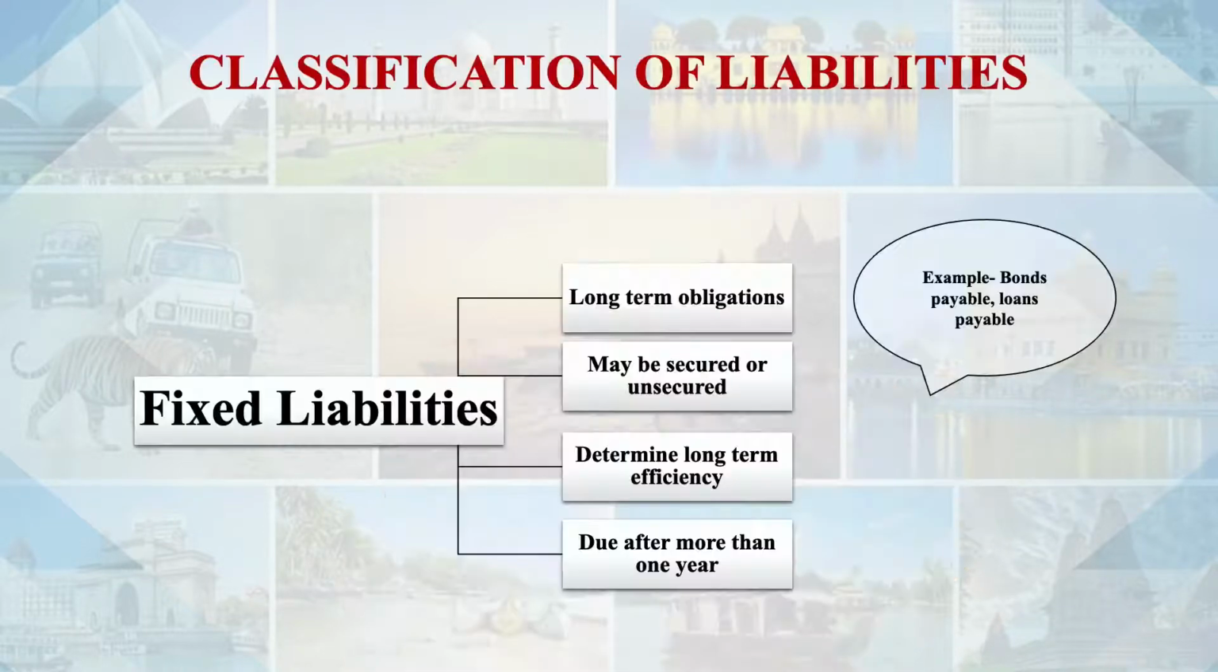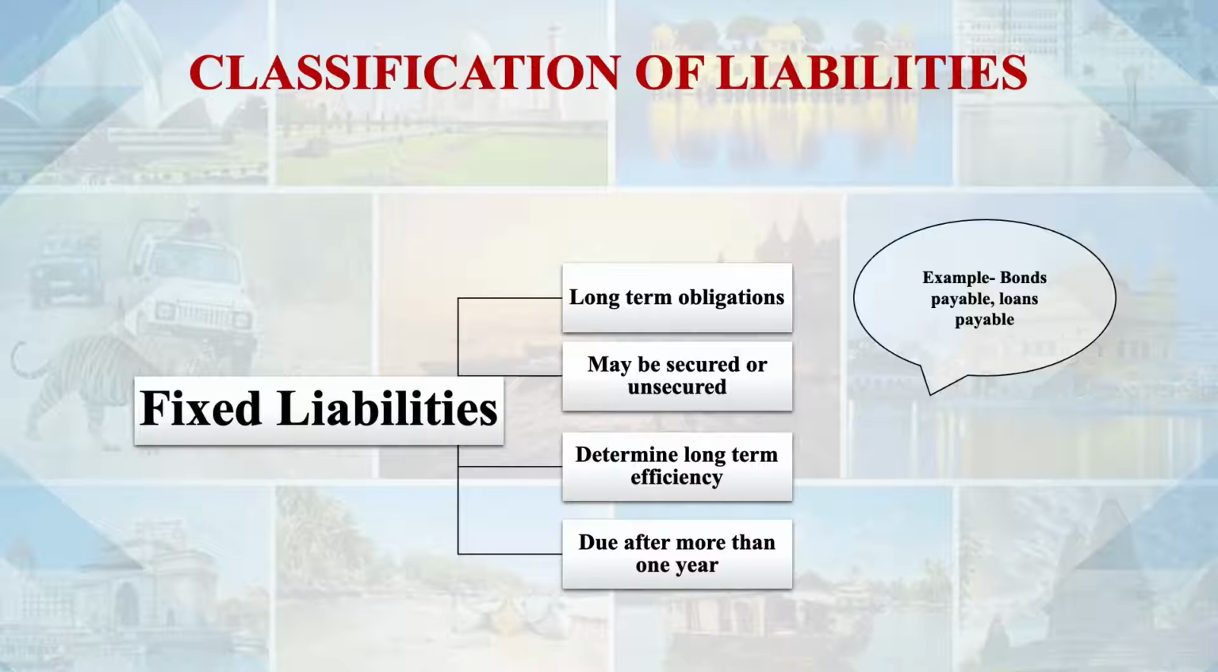Now let us see the classification of liabilities. As we have divided the assets into fixed and current assets, similarly, we can also divide the liabilities into fixed liabilities and current liabilities. Fixed means they are the long-term obligations of the firm. That is, the company owes this money to other people for a longer period of time. These liabilities may be secured or unsecured. The company may have taken a loan from a bank by giving a mortgage, or it could be unsecured also.